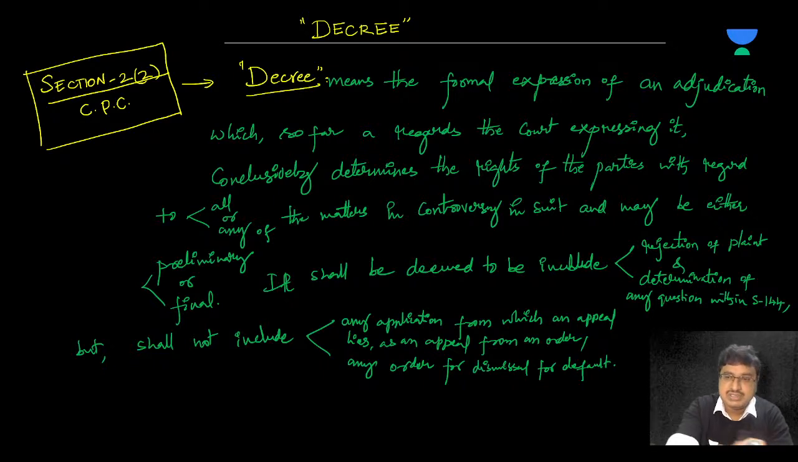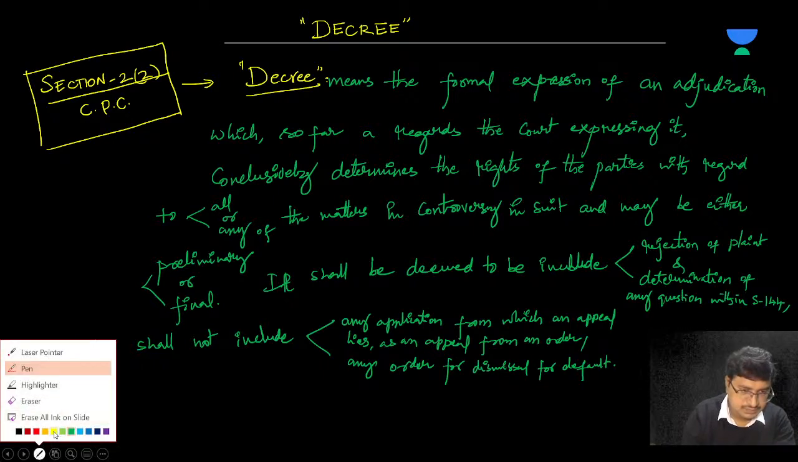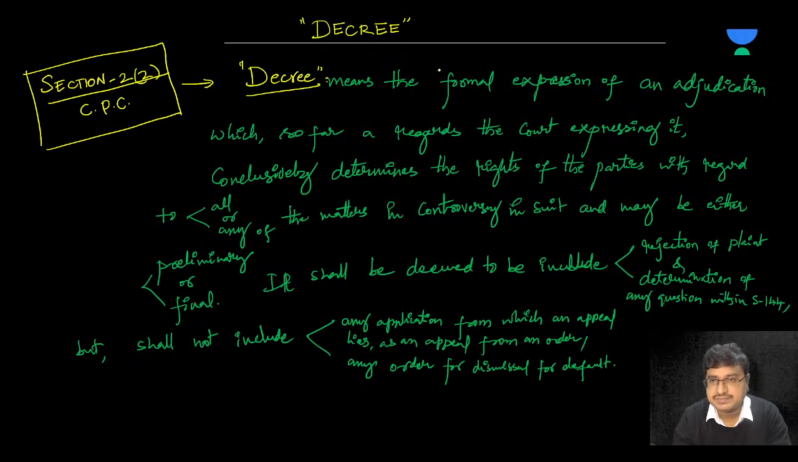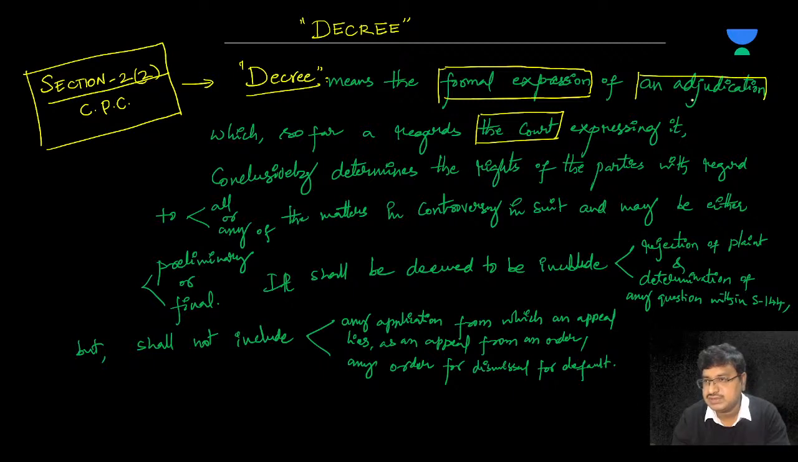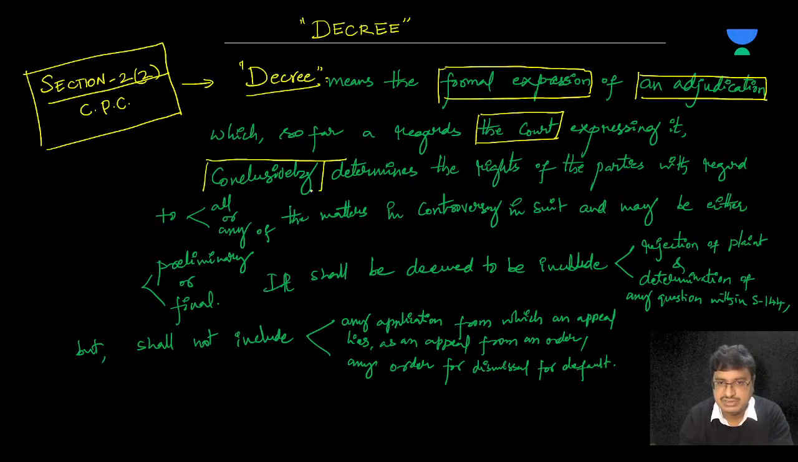Now, based upon the entire definition given under section 2, subsection 2 of CPC, it is better to catch the important points here. Decree means it is a formal expression. It is formal expression of whom? Of the court. What is the form of this formal expression? It is in the form of an adjudication. Who expresses it? It is expressed by the court. Then it conclusively determines rights of the parties.